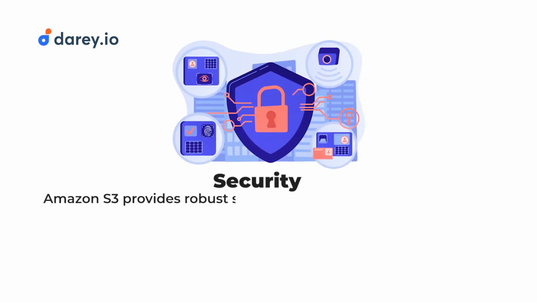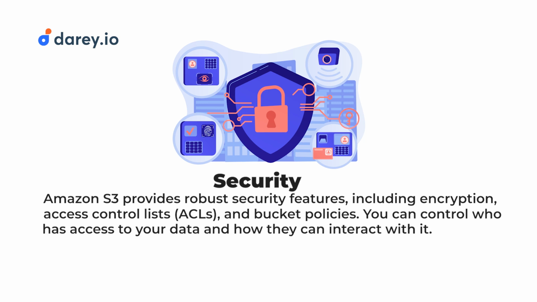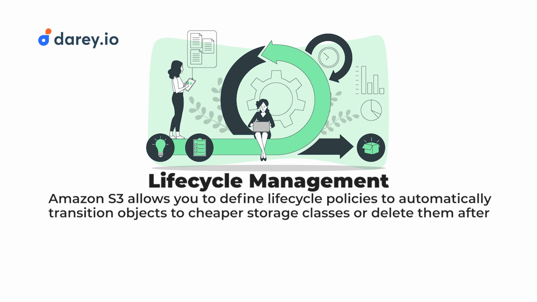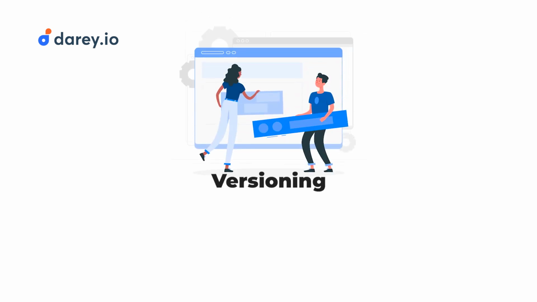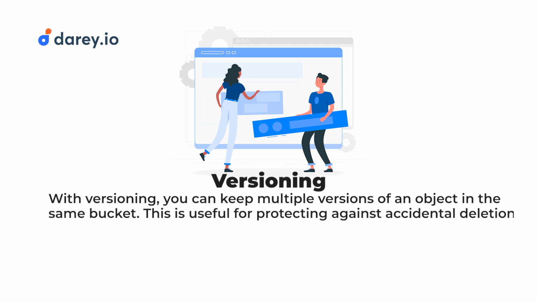Security. Amazon S3 provides robust security features, including encryption, access control lists, ACLs, and bucket policies. You can control who has access to your data and how they can interact with it. Lifecycle management. Amazon S3 allows you to define lifecycle policies to automatically transition objects to cheaper storage classes or delete them after a certain period. This helps you optimize costs and manage your data effectively. Versioning. With versioning, you can keep multiple versions of an object in the same bucket. This is useful for protecting against accidental deletions or overwrites.